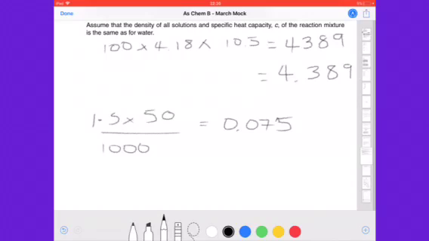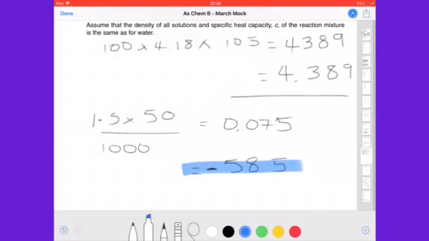And then to calculate delta H, it is your Q divided by the moles, so 4.389 divided by 0.075, and that gives you an enthalpy change of 58.5 kilojoules per mole. However, because it is a temperature increase, we need to put a negative sign in here to show that that enthalpy change is exothermic. A lot of people made mistakes in this one because they forgot that the total volume here is 100 rather than 50.